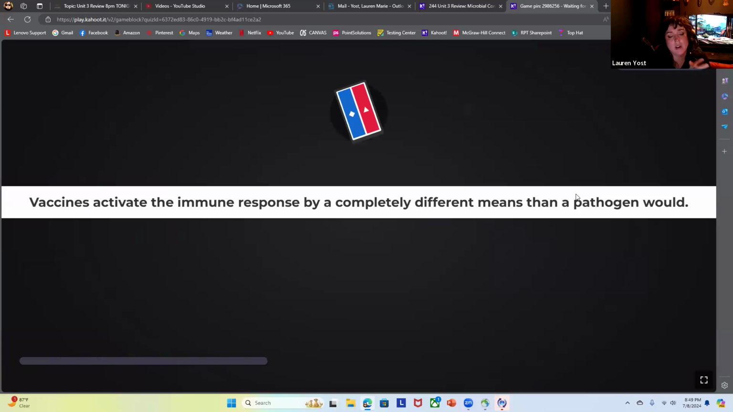Okay, vaccines activate the immune response by a completely different means than the pathogen would. Is that how vaccines work?